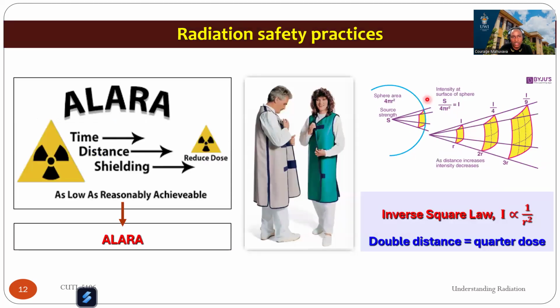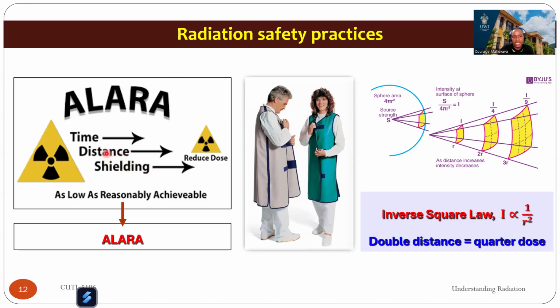So how can we protect ourselves from radiation? Well, we can use the ALARA principle. ALARA stands for as low as reasonably achievable. It's basically a radiation safety principle, which is aimed at minimizing the amount of exposure by implementing 3 key strategies, which include minimizing the amount of time that you're exposed, maximizing the distance between yourself and the radiation source, as well as using shielding.